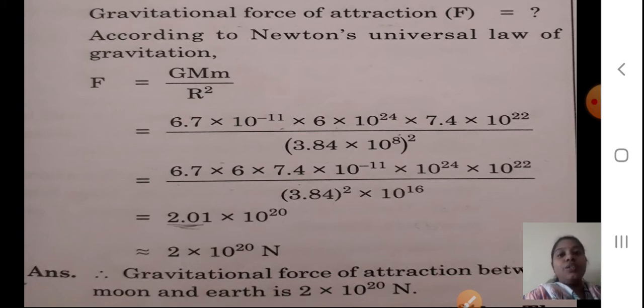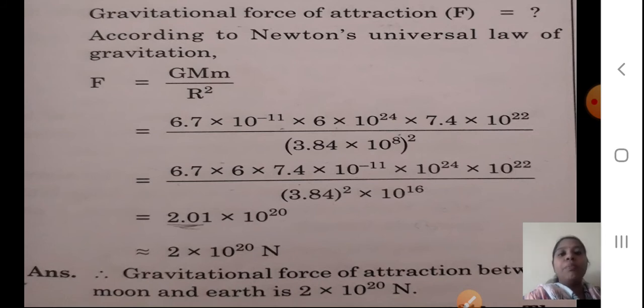This calculation you are going to do and see whether you are getting the answer 2.01 into 10 raised to 20, which is approximately equal to 2. If I want to neglect, because 0 1 after the point it is 0.01, which I can neglect, right? So it is approximately 2 into 10 raised to 20 Newton. As it is a force, its unit is going to be Newton.